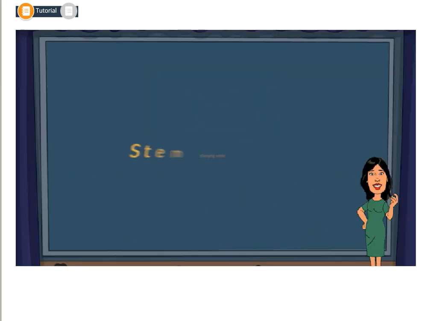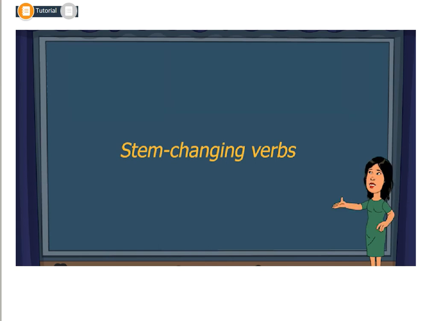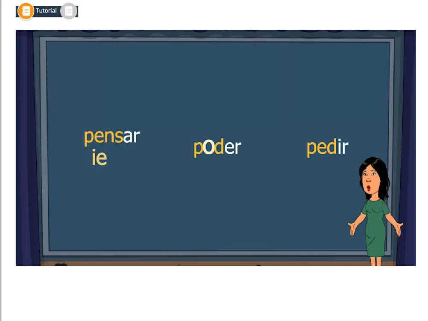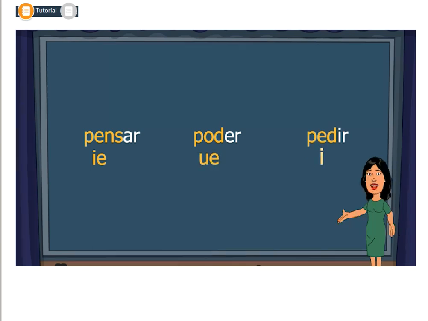Muy bien. Let's learn about some verbs that change their stem vowel in the present tense. These are called stem-changing verbs. Remember them? For these verbs, the vowel in the stem changes in the present tense. The E in pensar changes to IE. The O in poder changes to UE. And the E in pedir changes to I. Let's look at the present tense of these verbs more closely.